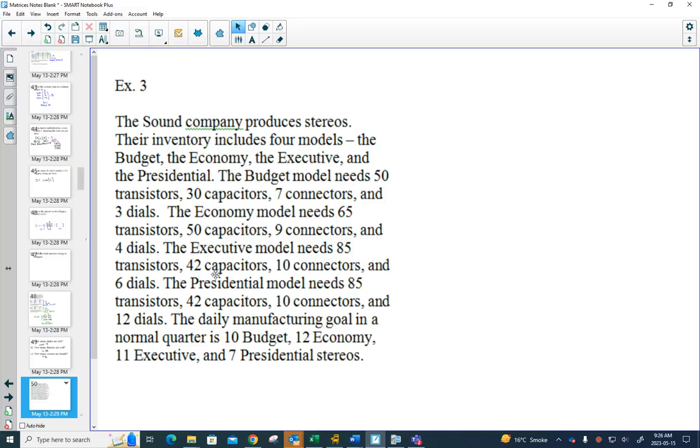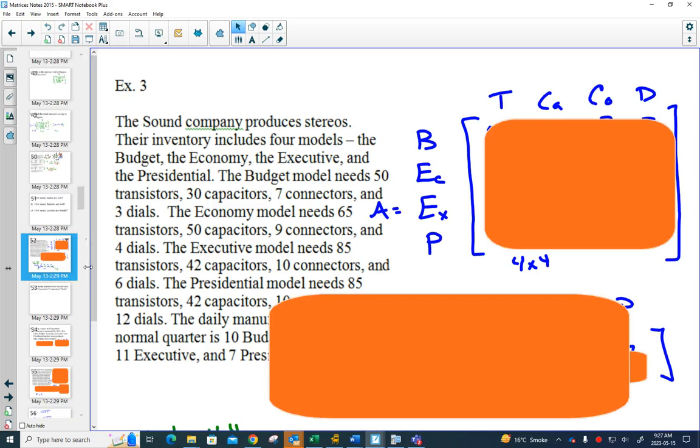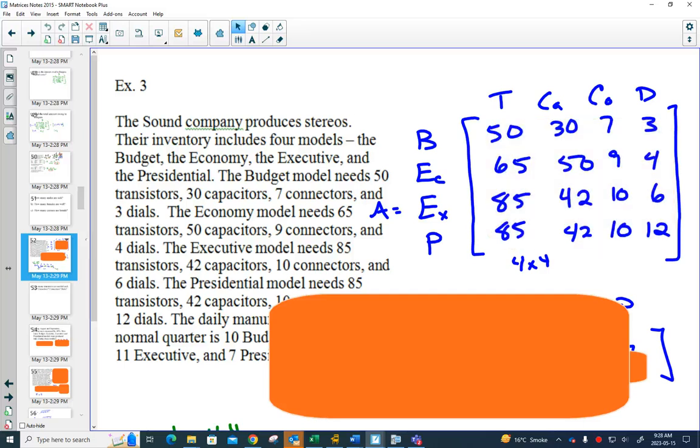So here we have a bunch of information. And we need to set this up into matrices. All right. Here we go. So, we make a matrix A. I decided to put the beep on the side and the transistors, capacitors, connectors, and diodes on the other side.